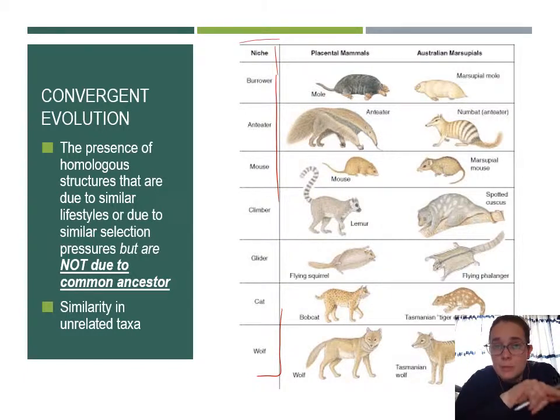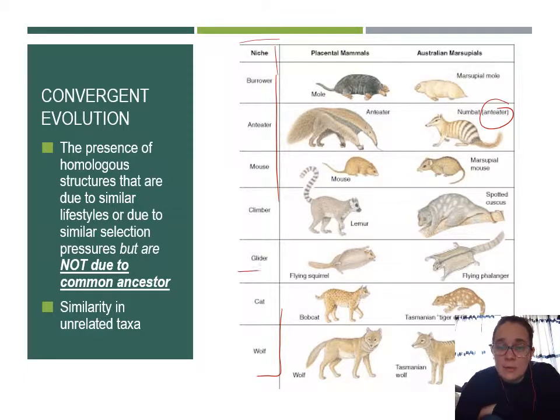Now, mammals and marsupials are two different things. If you're not sure of it, I really recommend that you have a little Google and a read before we go into these too much deeper. The next examples down are an anteater and a numbat, and you'll notice that the numbat has anteater in brackets here, but they're not actually related to each other. We have a mouse and we have a marsupial mouse. Again, very similar animals, but they don't share a common ancestor.